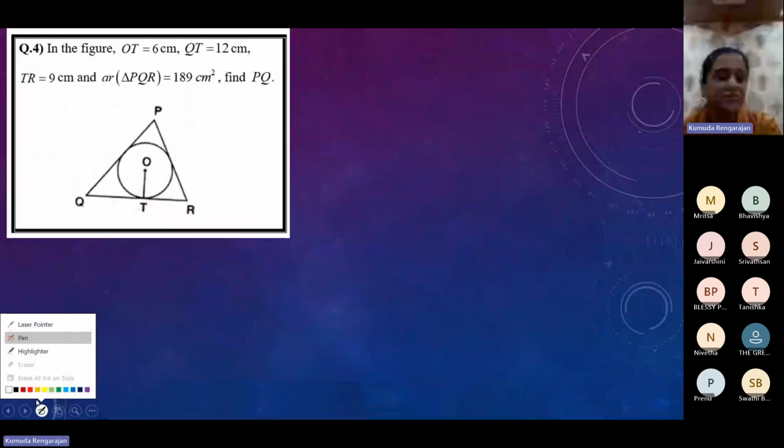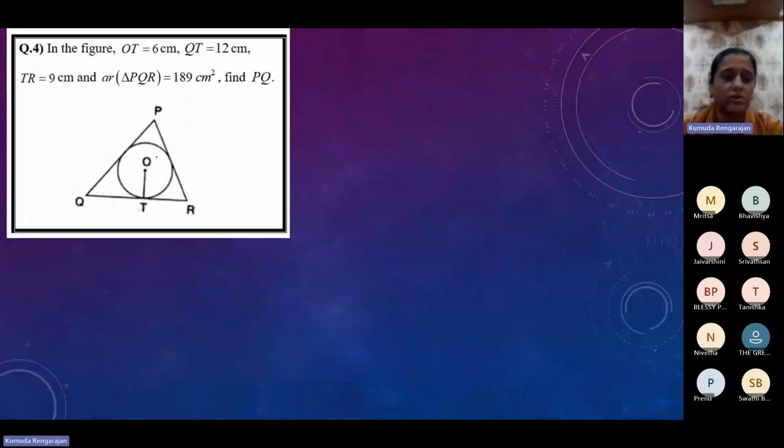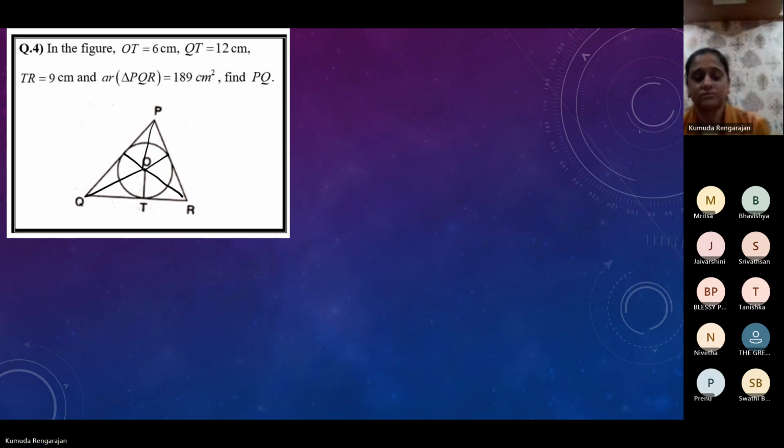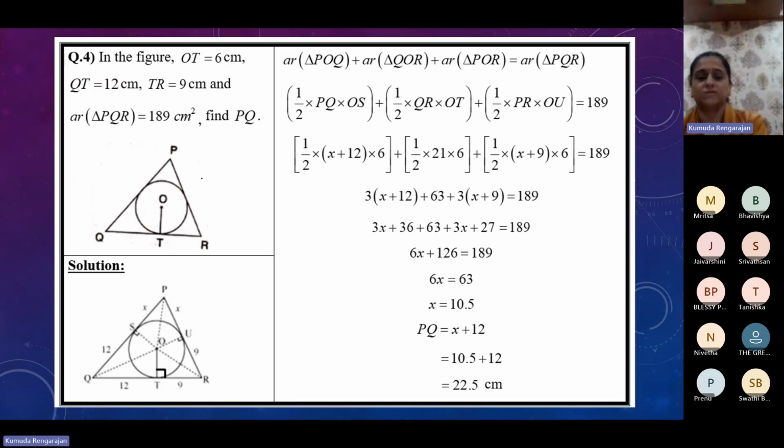The idea is the same. We saw a similar question in NCERT, no? We just have to join the center to the vertices, then show the altitudes, and then the area of the 3 small triangles. Sum of the areas of the 3 small triangles is equal to the area of the whole triangle. That's the equation. And you'll find whatever you have to find, PQ. You can see that here. That's the idea.